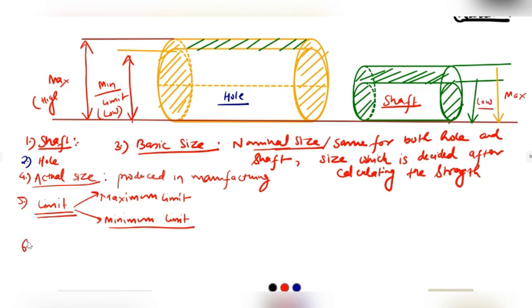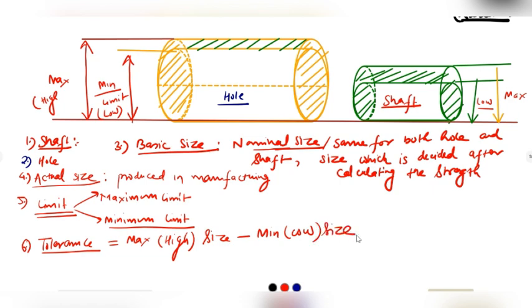The next important term is tolerance. What is tolerance? It is the difference between the maximum or high size minus the minimum or low size of that component. So this is the tolerance.